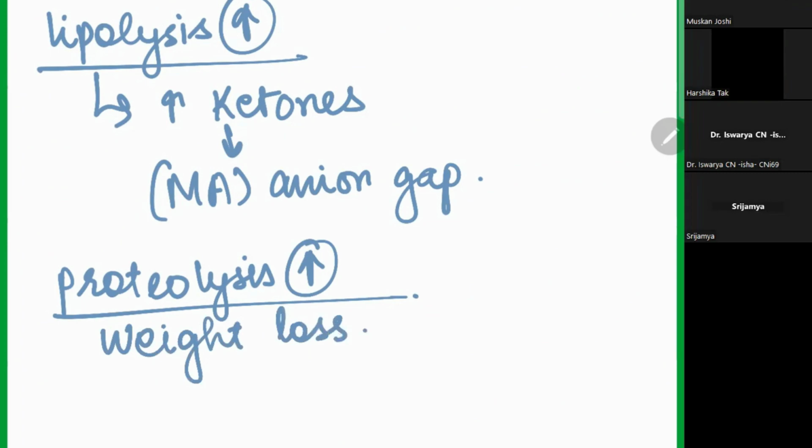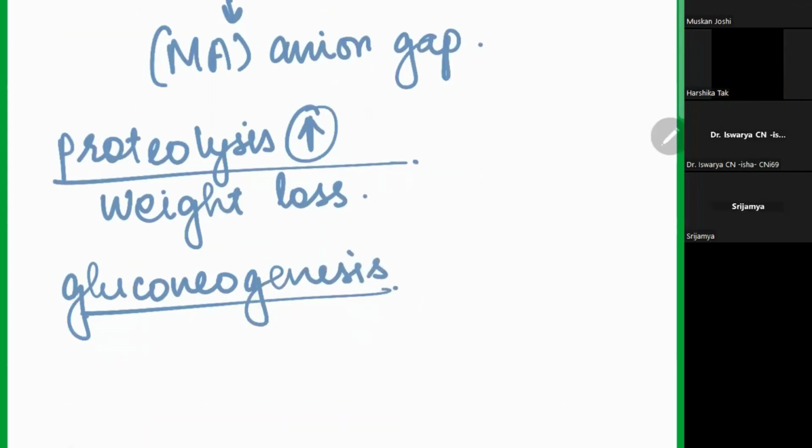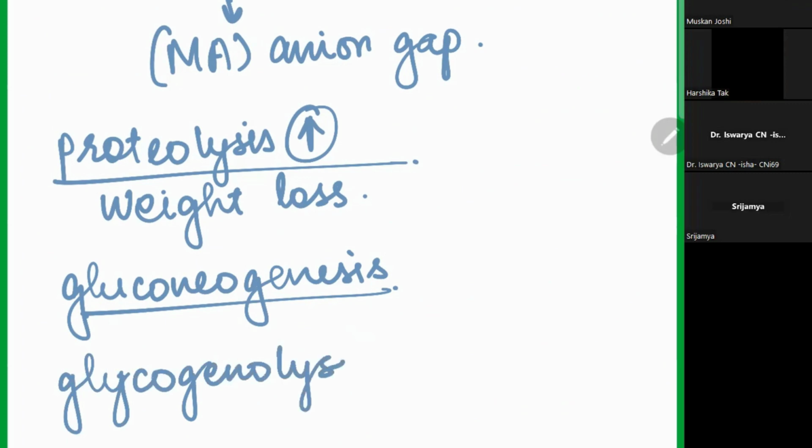Now why is this weight loss happening? It is happening because it will help in gluconeogenesis. So you will see gluconeogenesis. Then along with that, there will be some other functions that will happen, that is glycogenolysis. So more glycogen will be broken down. What will happen if more glycogen is broken down?